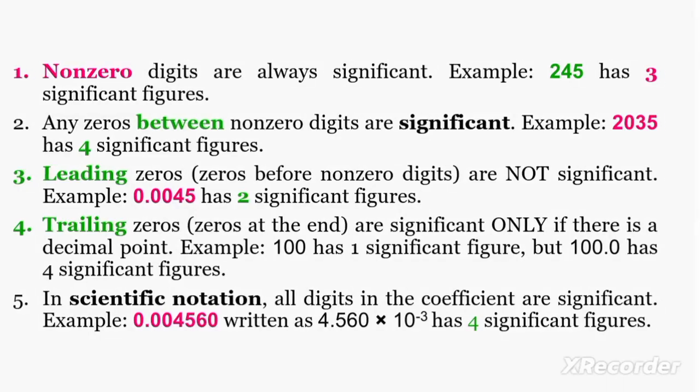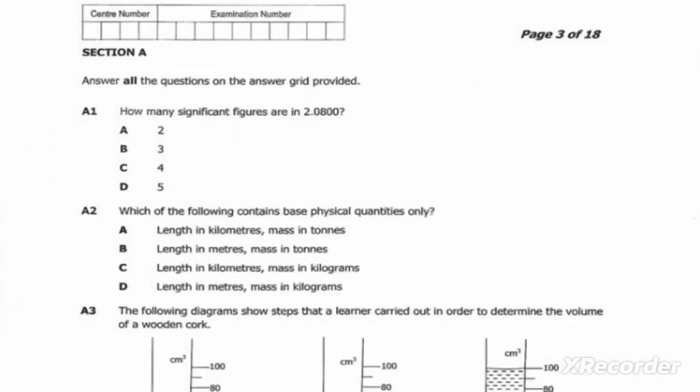The question is asking, how many significant figures are in this number? We can clearly see that this number has five significant figures. The two zeros at the end are considered to be significant figures because there is a decimal point here. And this zero is also considered significant, reason being it is between two non-zero digits.